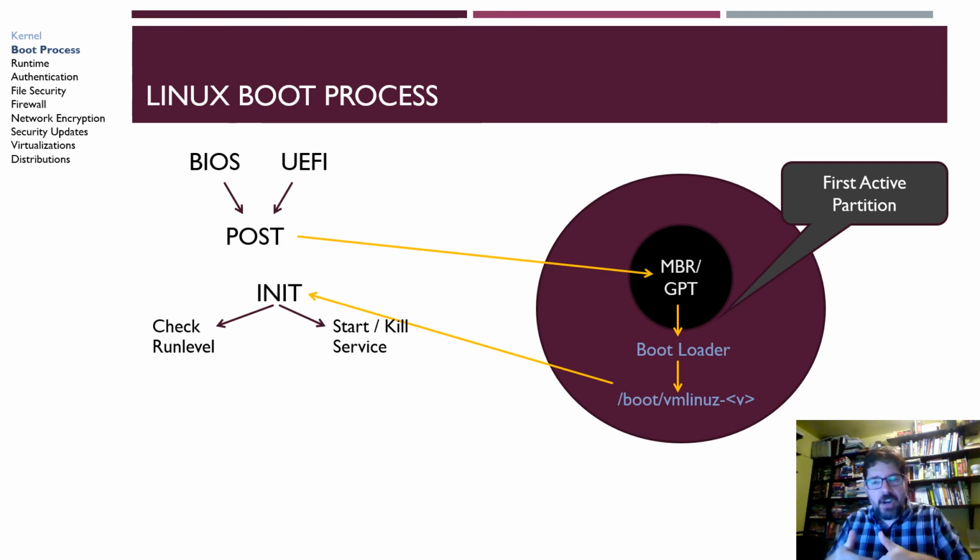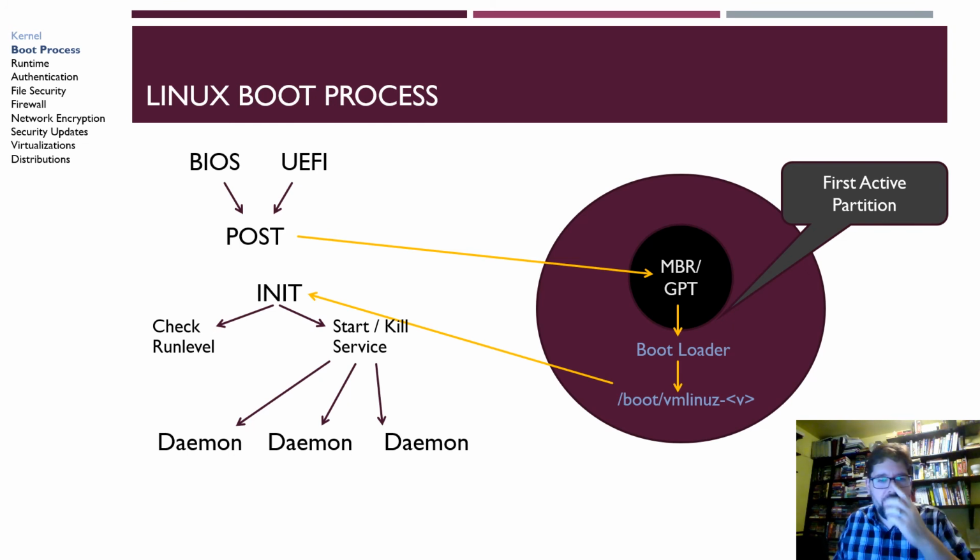So when init starts, it could be replacing another init that was at a different run level. So you could say, okay, I'm changing to a different run level, so I have to start some stuff and kill some other stuff that shouldn't be running at this run level. And you'll see what that means here in a second. So it's going to check all that stuff, and that's going to tell it which daemons or which processes and services it needs to run.